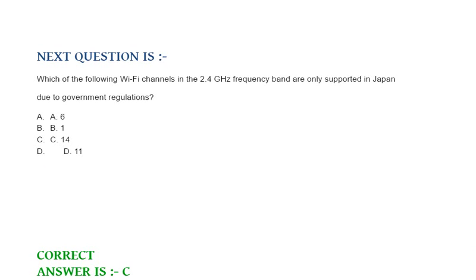Next question is which of the following Wi-Fi channels in the 2.4 GHz frequency band are only supported in Japan due to government regulations? Option A 6, Option B 1, Option C 14, Option D 11. Correct answer is option C.